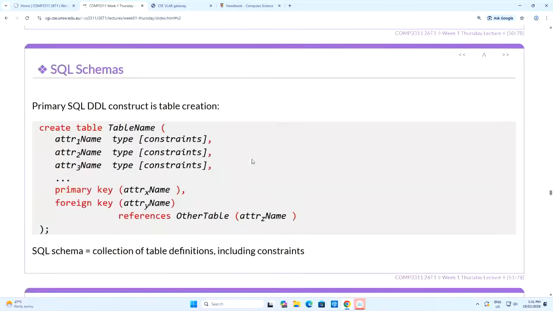So we should be exposed to the data definition language of SQL today, and we'll talk more about it next week, because this is very, very important in relational database in PostgreSQL. So this is how we can create a table in PostgreSQL.